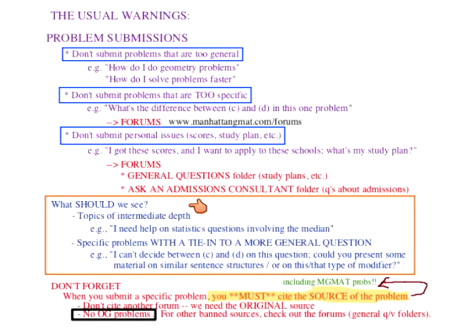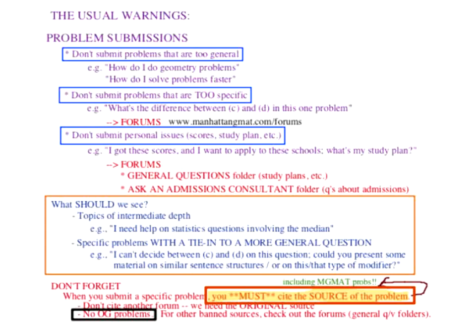What we should see is topics of intermediate depth. This is an example of one. If you do ask a specific problem, please tie it into a more general question. Also, you have to tell us where the question comes from. People have been not doing this as well lately, so make sure you do this. You have to tell us where you got the question.